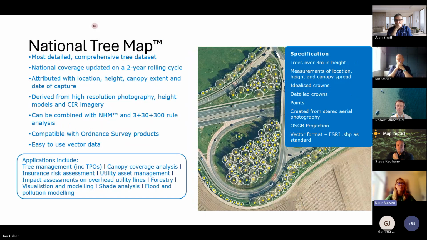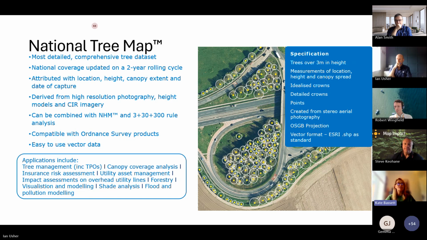Moving on now to our vegetation data set. A lot of you on this call might already be familiar with our National Tree Map, or what we call NTM. NTM is the most detailed national tree data set ever produced, covering England, Wales, Scotland and the Republic of Ireland. It provides precise information on the location, height and the canopy extents of all trees 3 metres or higher. The dataset is built from our high-resolution aerial photography, our terrain and surface data, which we've just looked at, and our colour infrared imagery, processed using innovative techniques to deliver accuracy and detail at scale.